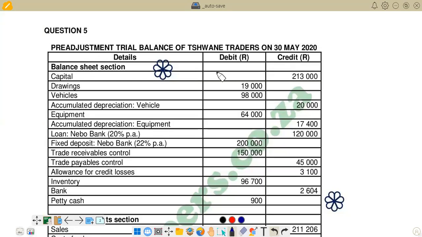We are still working on a paper from June 2023. Today we want to look at question 5 on that question paper. On that question, we are given a pre-adjustment trial balance of Squani Traders on 30 May 2020. So we've got questions that are going to follow after this pre-adjustment trial balance, with the balances that you are given there.